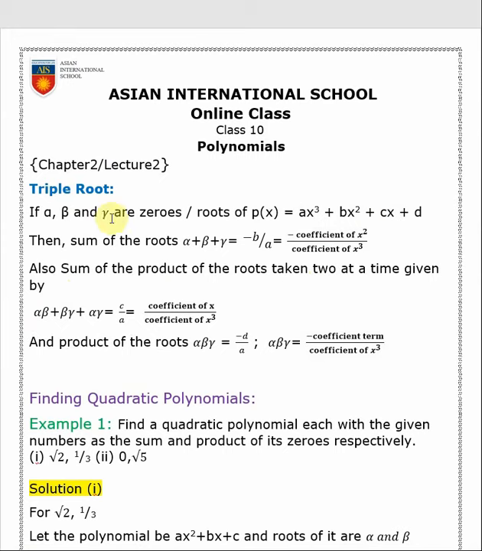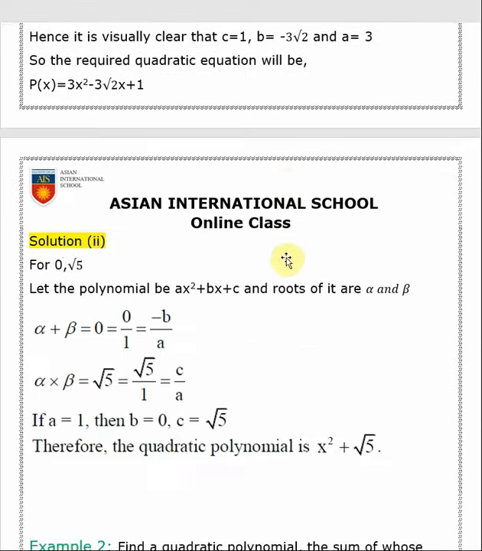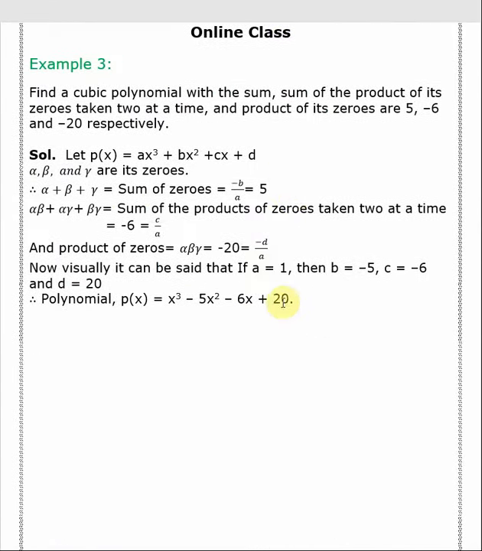This is the equation coming from the triple root formula we have just discussed today. From this formula, the last sum is coming. Okay, so the process will be the same. We will see alpha beta gamma. So alpha beta gamma equals minus d by a equals minus 20. So if I take A as 1, then D becomes 20. Once again, alpha beta plus alpha gamma plus beta gamma equals c by a. Once again, A is 1, so C becomes minus 6. And finally, alpha plus beta plus gamma equals minus b by a, which is 5. Now 5 has denominator 1, so B becomes minus 5.